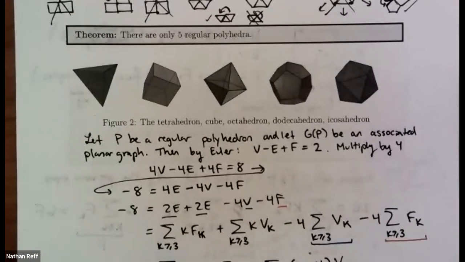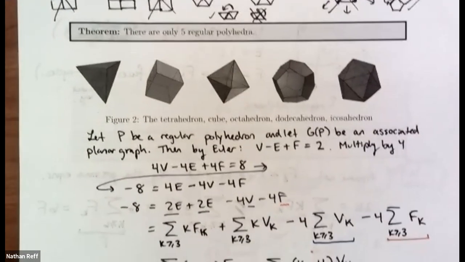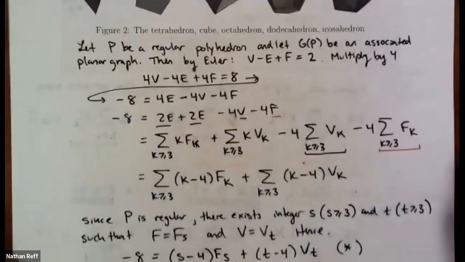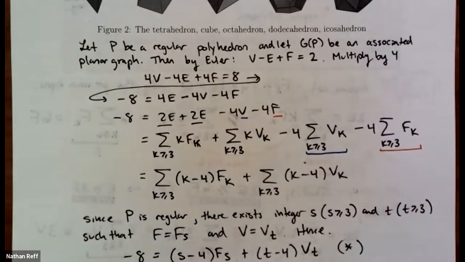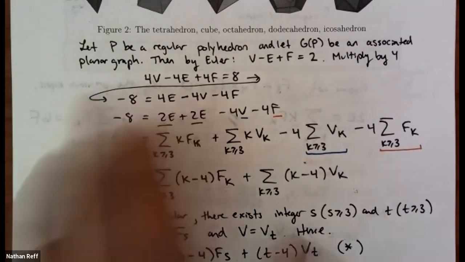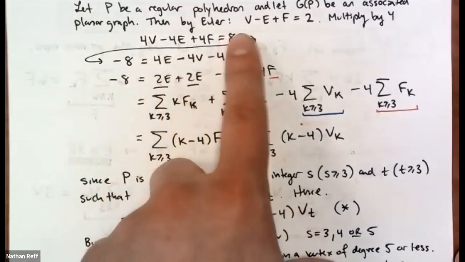So last class, we started this proof, proving there's only 5 regular polyhedra, right? 3-dimensional regular, you could also say they're 3-dimensional regular polytopes. And the proof uses a bunch of different things from previous sections that we've been talking about, right? So the first thing that we ended up using was Euler's formula.